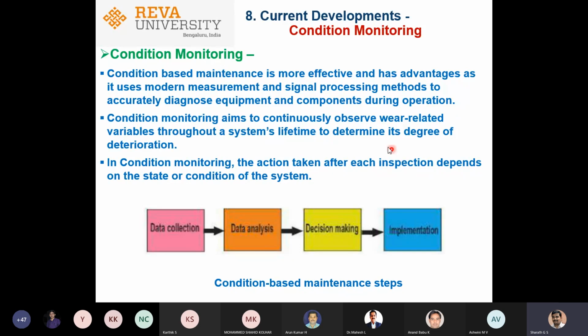Like we have data collection, data analysis, decision making, and implementation. In the data collection, we collect the data. We have the process data, failure data, whatever data is collected. So the data will be captured, it will be analyzed, and then a decision is made whether maintenance has to be carried out or not.